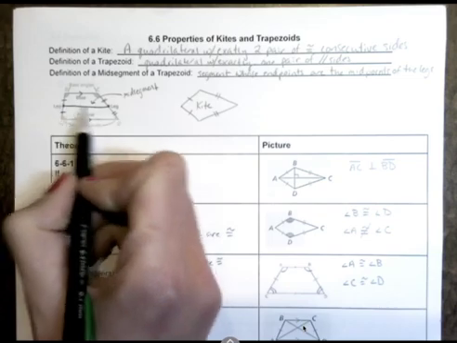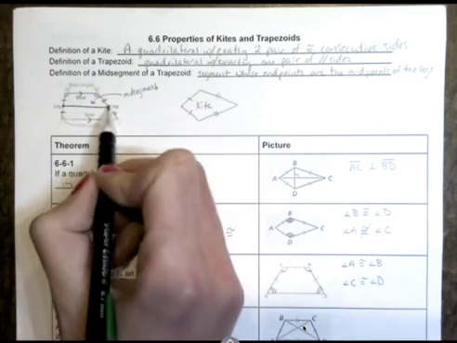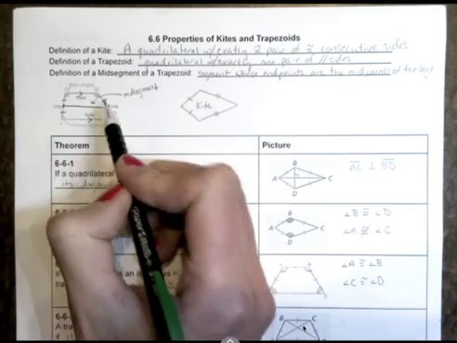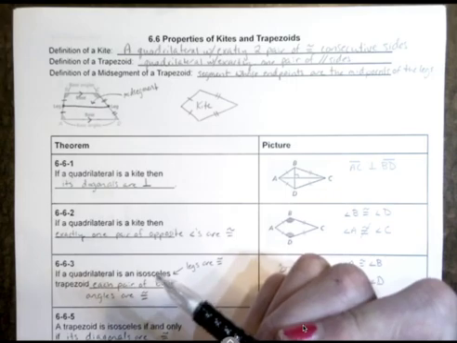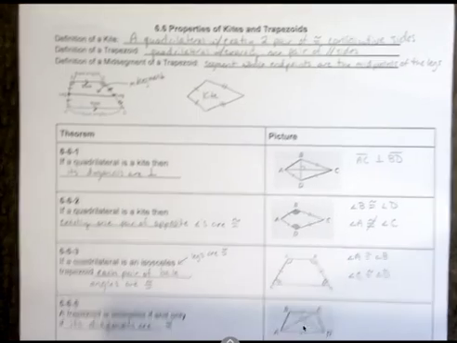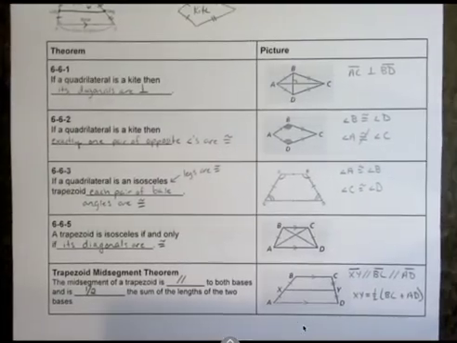And then I drew this in. A midsegment of a trapezoid connects the midpoint to the midpoint of the two legs. I know it's a midpoint because that piece is congruent to that piece is congruent to that piece. Okay, so we have some properties with respect to the kite and the trapezoid. Here are some of those properties. These are just directly from your book.